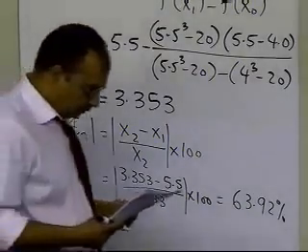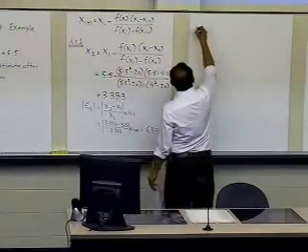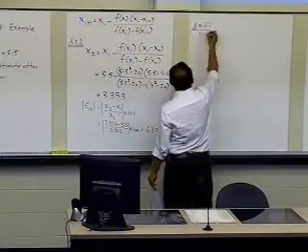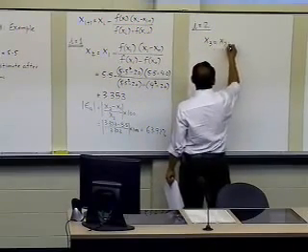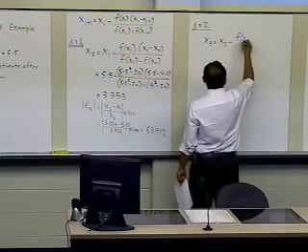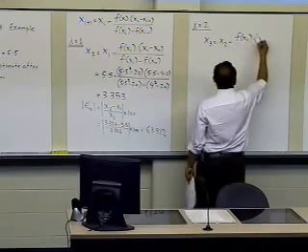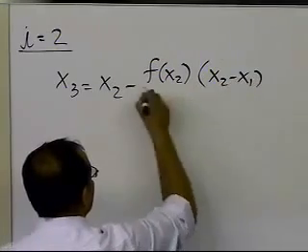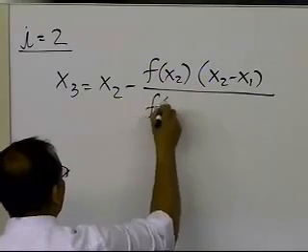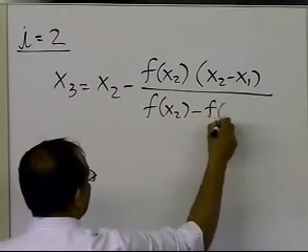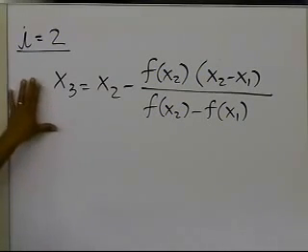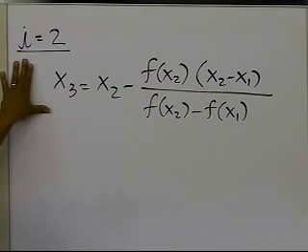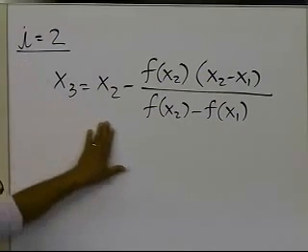Let's conduct one more iteration, because the question asks us to conduct 2 iterations. So what is i equal to 2? For i equal to 2, x3 equals x2 minus the value of the function at x2 times x2 minus x1, divided by the value of the function at x2 minus the value of the function at x1. Basically, you are plugging i equal to 2 into your secant method formula.